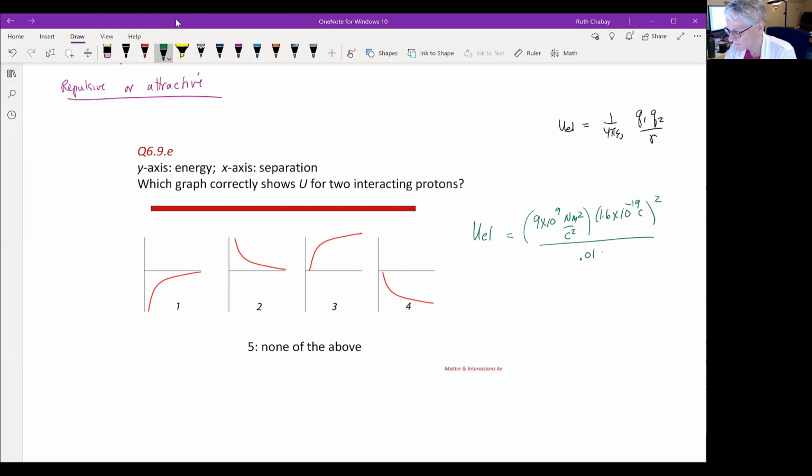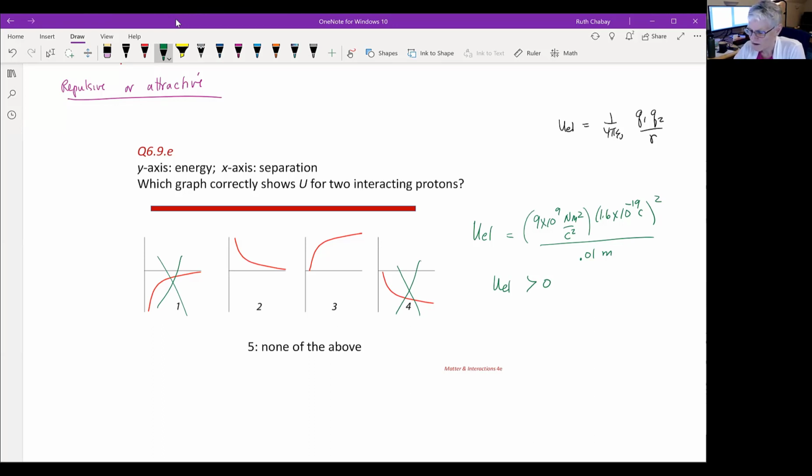So is that going to be a positive number or a negative number? Well, it's going to be positive because everything in this equation is positive. So in this case, it's positive. So that means it can't be 1 and it can't be 4 because it's a positive number.